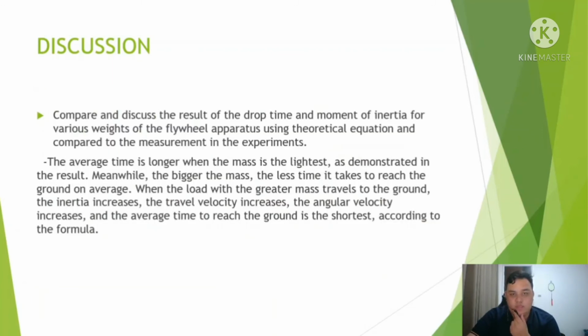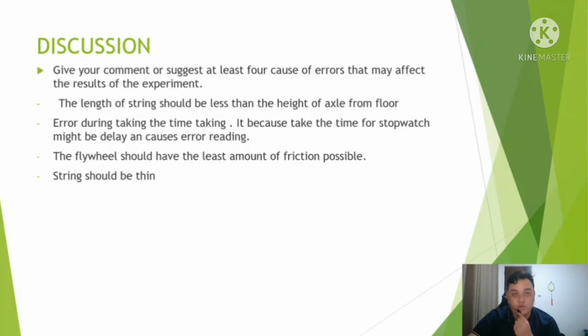Compare and discuss the result of the drop time and the moment of inertia for the various weights of the flywheel apparatus using the theoretical equation, and compare to the measurement in the experiment. The average time is longer when the mass is the lightest, as demonstrated in the result. Meanwhile, the bigger the mass, the less time it takes to reach the ground on average. When the load with the greater mass travels to the ground, the inertia increases, the travel velocity increases, the angular velocity increases, and the average time to reach the ground is the shortest, according to the formula.